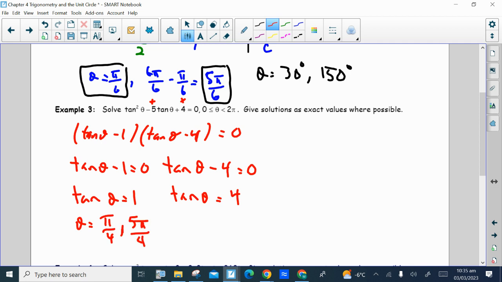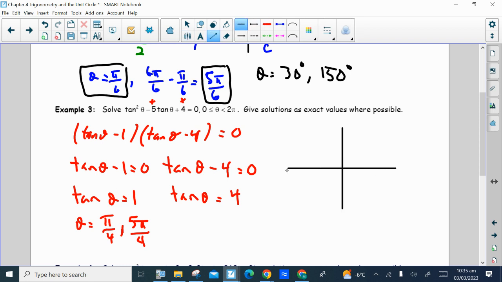But there's nowhere on the unit circle where the tan of theta equals positive 4. Not there. So now we're going to have to give approximate solutions, and we're going to have to set up our xy axes, and we're going to have to use our CAST rule.